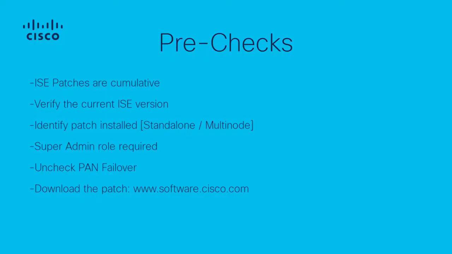Before proceeding, ensure you have the superadmin role and disable PAN auto failover. Download the required patch from software.cisco.com. Let's walk through these initial steps together.